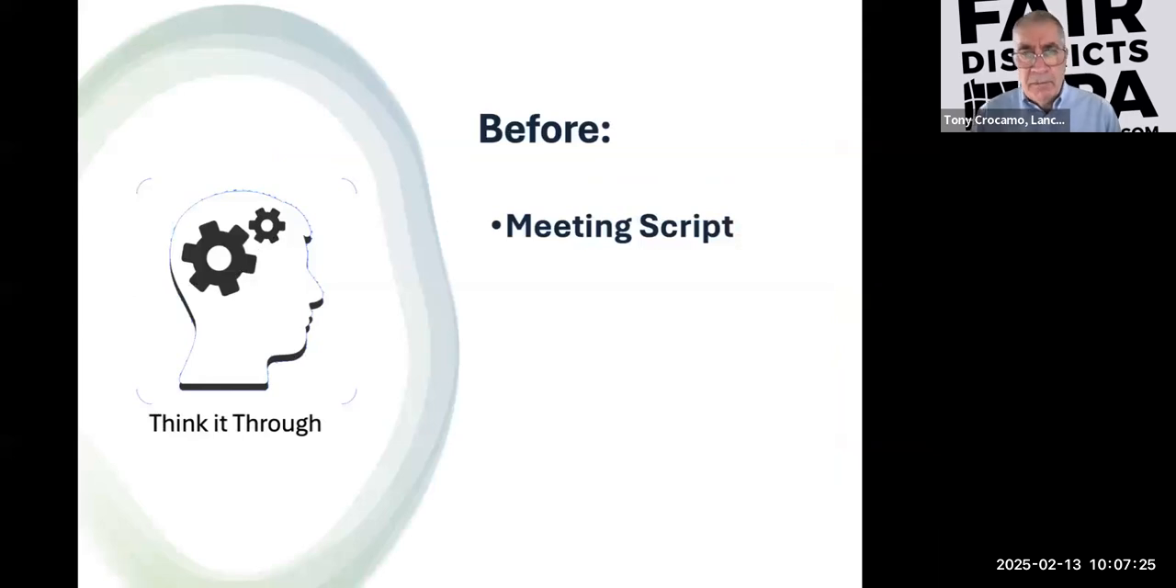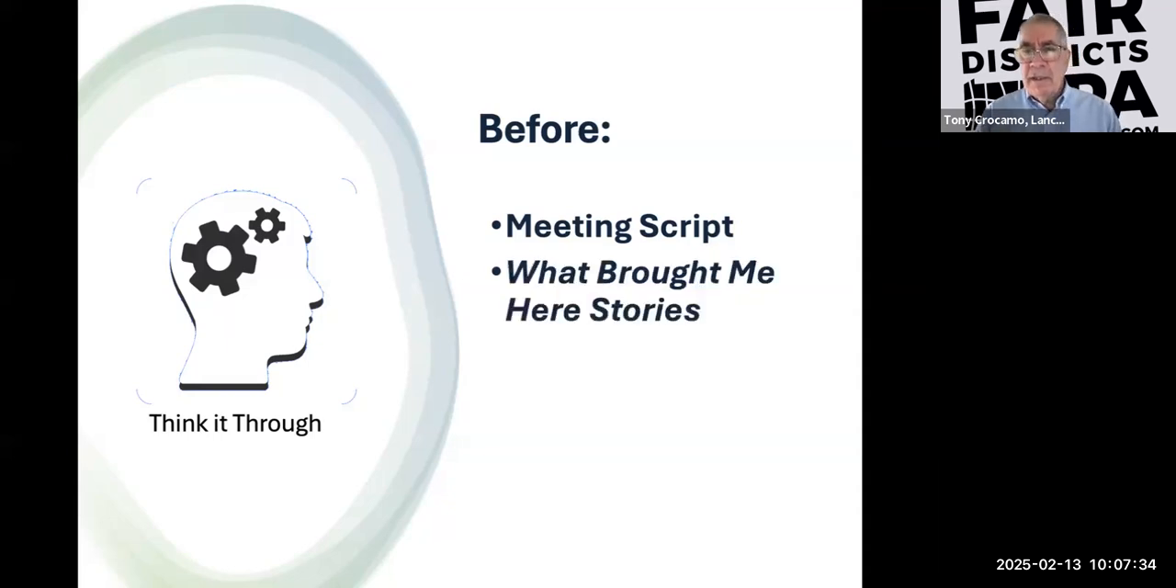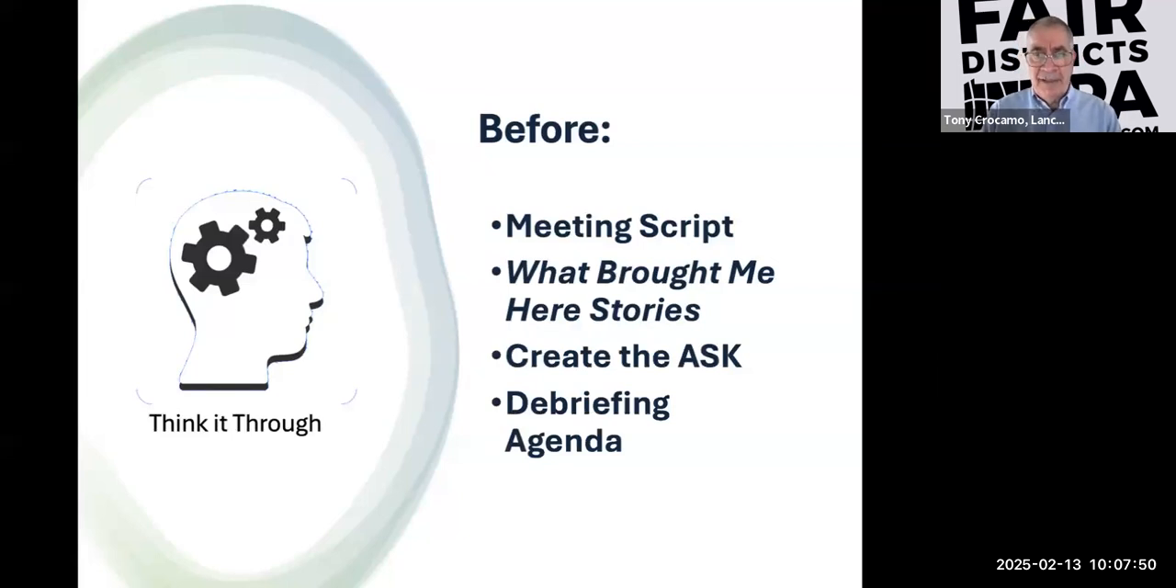All right. Now, before the meeting, you have the roles. When you're having the meeting, you're putting it together. You have a meeting script. Actually work it out. Who's going to say what, when? You have the what brought me here stories. You create the ask. And again, the lobby visit roadmap is a very helpful aid in putting all of this together. And then you have a debriefing agenda. Another of the templates, handouts that you've been provided, and we'll get another copy soon, is a debriefing agenda and also the ask contact sheet.